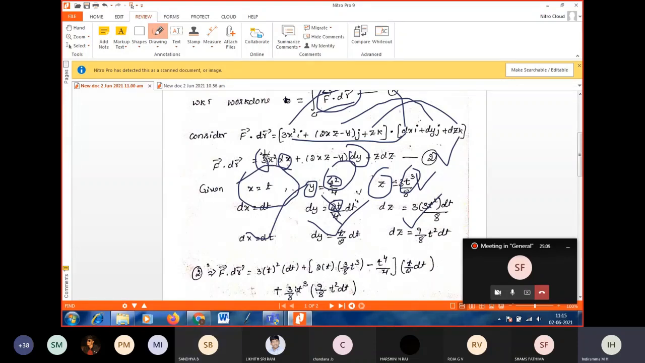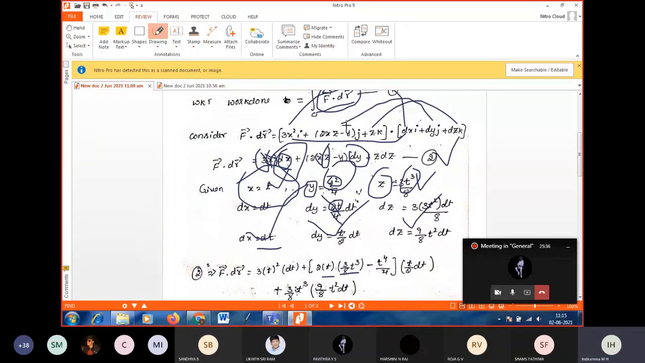Substitute here. t square, what is dx in terms of t? dt. Substitute x plus 2 into, what is x? t. Next, substitute for z. What is z? z is 3t cube by 8, that is 3 by 8 t cube.